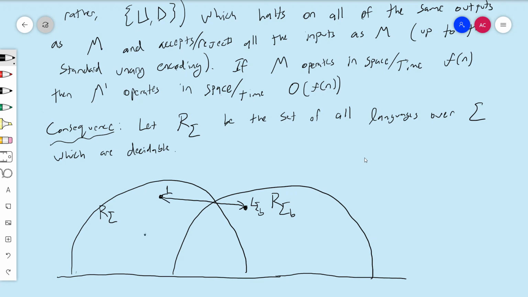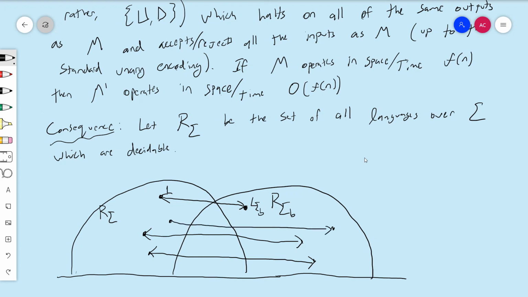And that's true for any of these. There's going to be an associated one-to-one correspondence. Obviously there's no languages in one of these classes whose standard unary representation is not in the other, and vice versa.